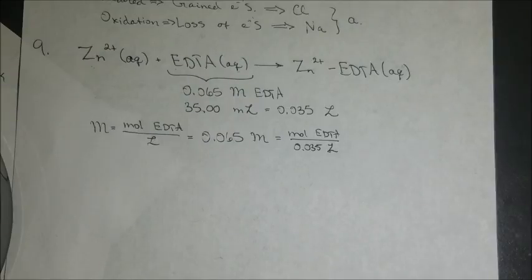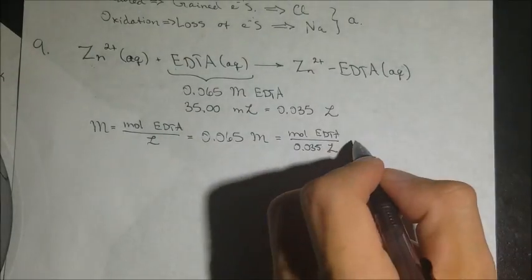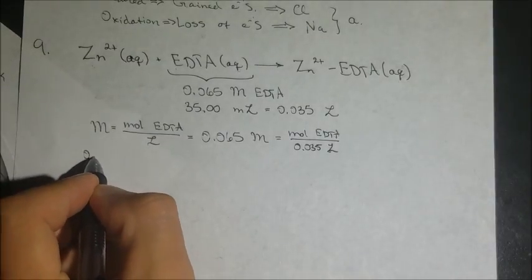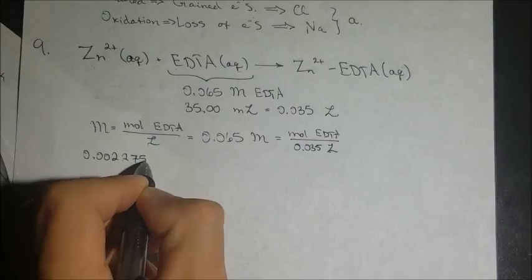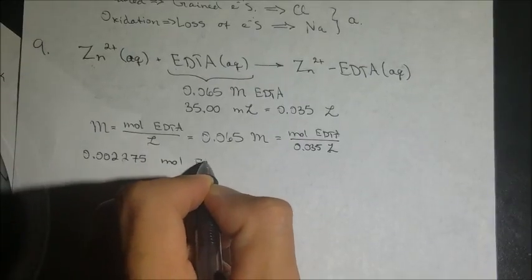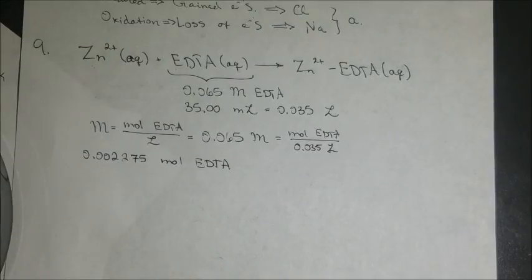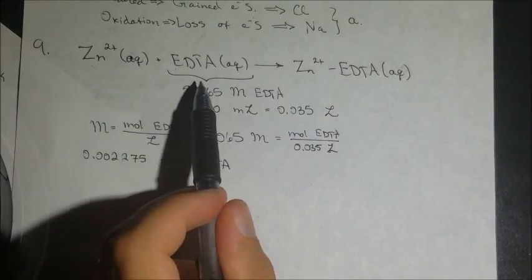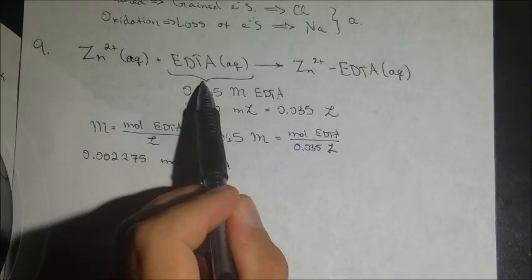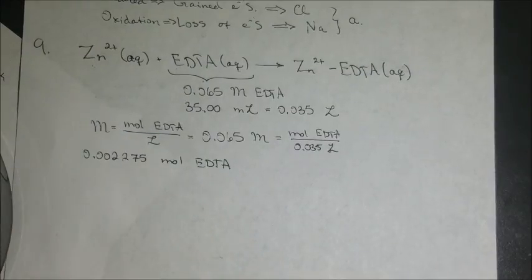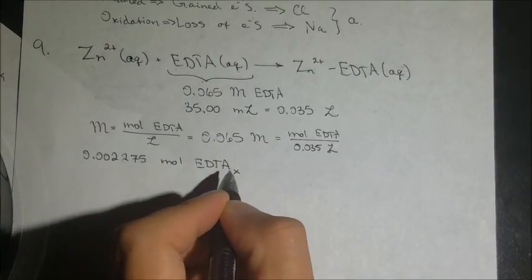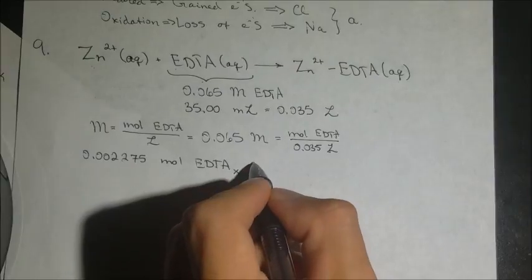So let me go ahead and grab my calculator and go 0.065 times 0.035. Okay, and that tells me then that the moles of EDTA is 0.002275 moles of EDTA. So this is how many moles of EDTA I needed to add in order to bind up all of the zinc. So now, consulting the chemical equation, we know that the number of moles of EDTA we put in equals the number of moles of zinc that was in our solution. And the reason we can make that assessment is because it's a 1-to-1 mole ratio.